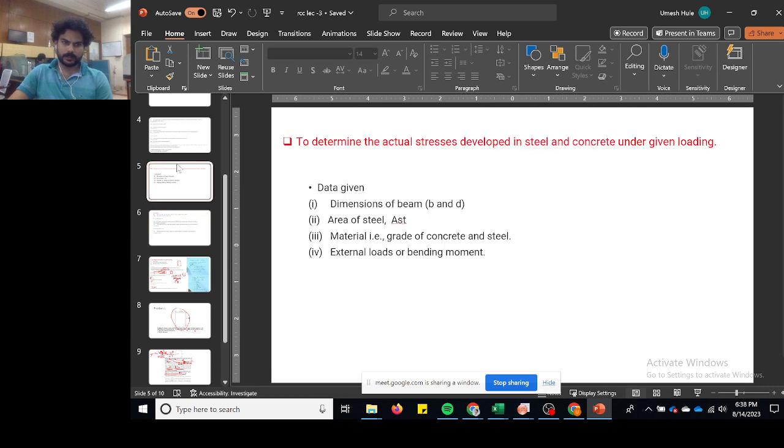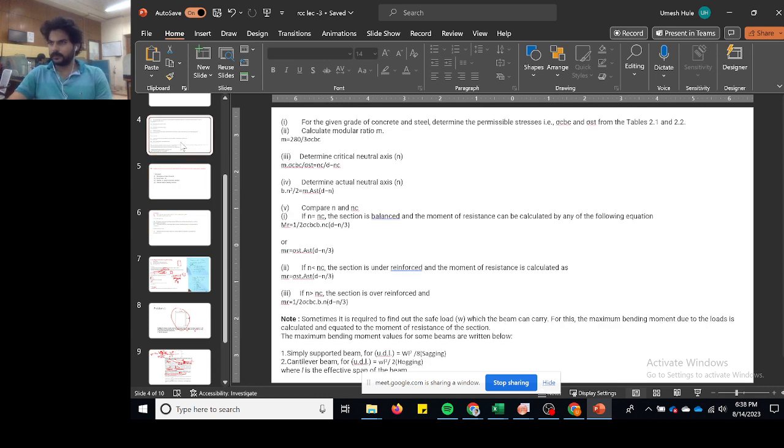Any questions? Memorize all these steps, as you can see here. Table numbers 2.1, 2.2, you have to be very thorough with that, so you will be able to solve directly in less time. Then you have to calculate the neutral axis, then the critical neutral axis, then compare them. Then you can say whether it's a balanced section, under-reinforced section, or over-reinforced section.